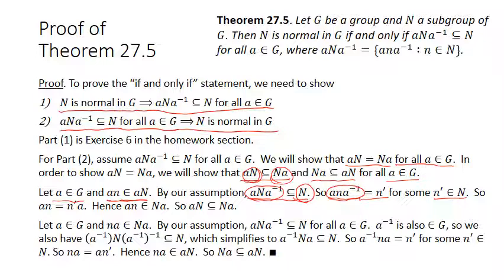Okay, so then we can take this equation right here, that A little n A inverse equals N prime, and we can just multiply both sides on the right by A. And then what's going to happen is it'll cancel down to this. So A little n will equal N prime A. So that would tell us that A little n is an element of big N A. And so by that, all that we've just done in that paragraph, that shows that A big N is a subset of big N A.